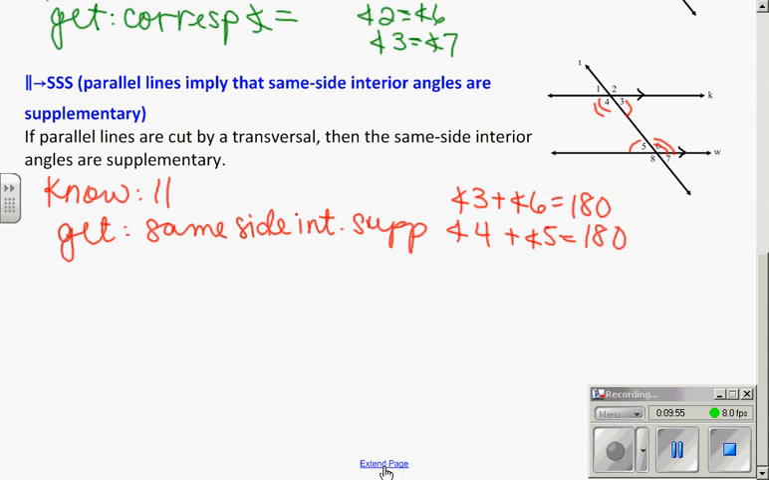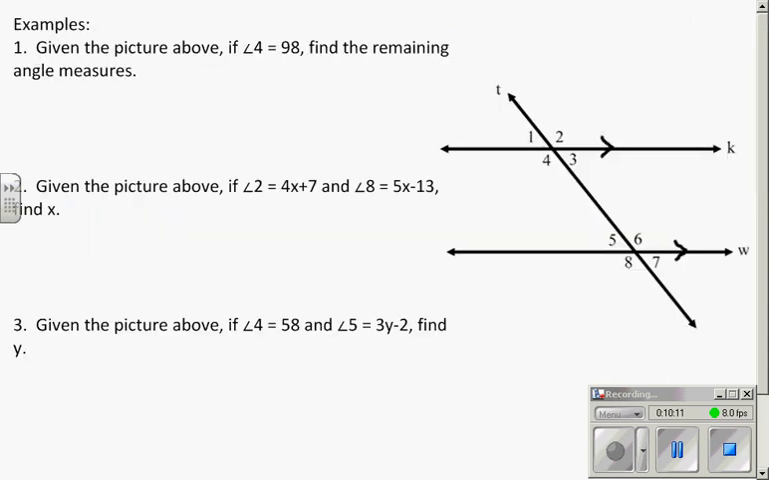And then our last theorem is same side supplementary. Now this one is different. If parallel lines are cut by a transversal, then the same side interior angles are supplementary. They add to 180. So in this case, 4 and 5 are going to add up to 180, and 3 and 6 are going to add up to 180.